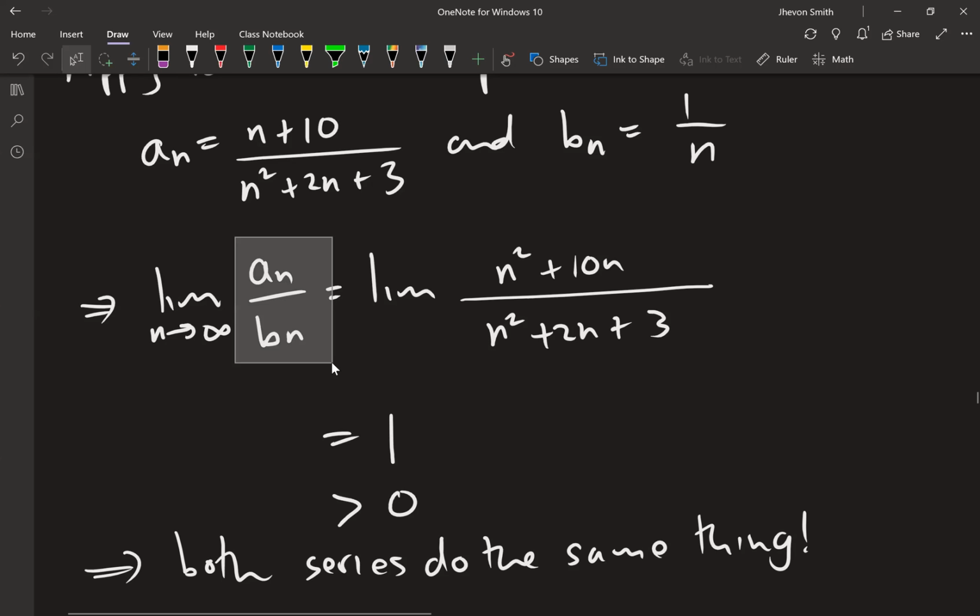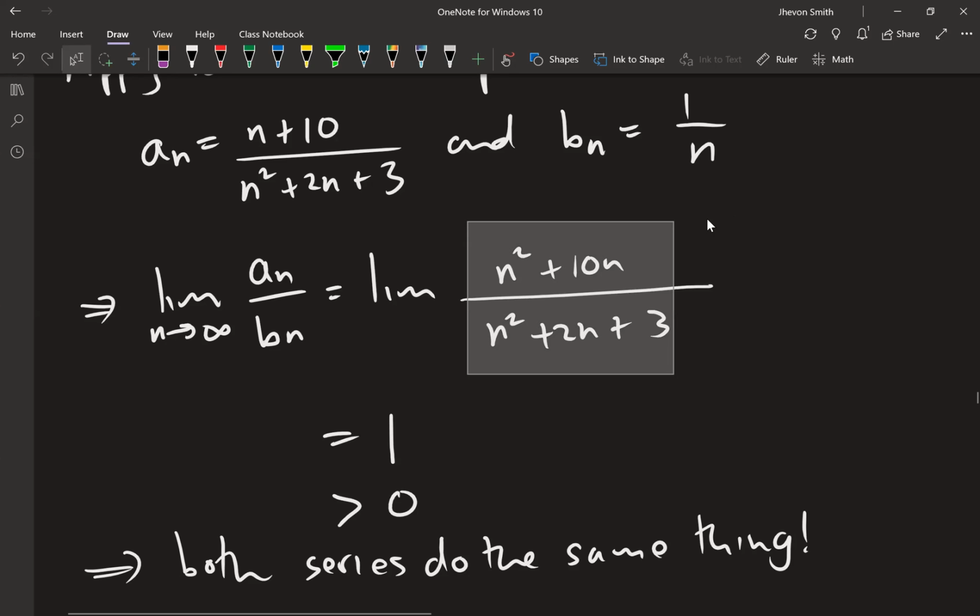Well, I took an divided by bn. If I divide by 1 over n, keep, change, flip, it's the same as multiplying the numerator by n. Right, dividing by a fraction is the same as multiplying by the reciprocal. So it ends up being multiplying the numerator of the original by n, right?